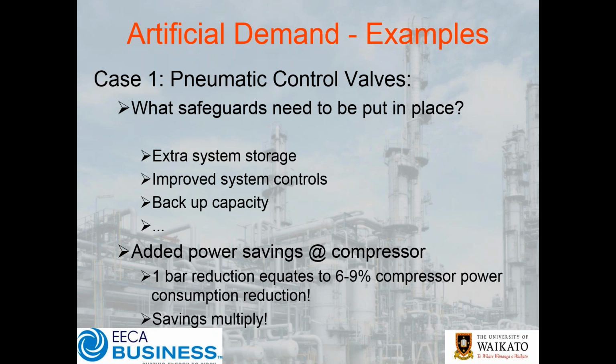Now what happens, of course, is when you drop your system pressure, your air compressor doesn't have to work as hard, and for a 1 bar reduction in discharge pressure at the compressor, depending on compressor technology and how the compressor is being controlled and set up, conservatively 6 or up to 9% reduction in power consumption per 1 bar reduction in the discharge pressure. So not only can you get the demand saving reductions, but you then also get a power consumption or compressor efficiency gain, and those savings multiply.